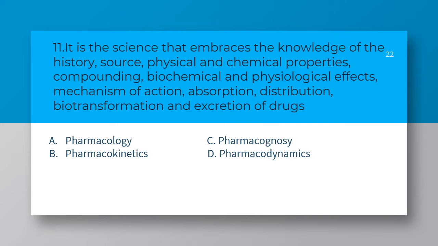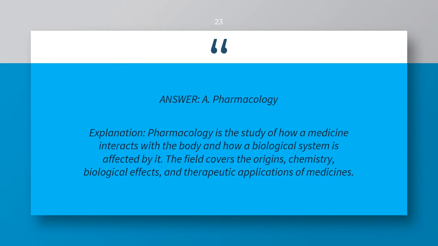Number 11. It is a science that embraces the knowledge of the history, source, physical and chemical properties, compounding, biochemical and physiological effects, mechanism of action, absorption, distribution, biotransformation, and excretion of drugs. Answer is A. Pharmacology. Pharmacology is the study of how a medicine interacts with the body and how a biological system is affected by it. The field covers the origins, chemistry, biological effects, and therapeutic applications of medicines.